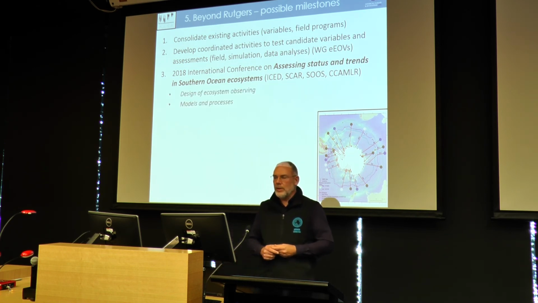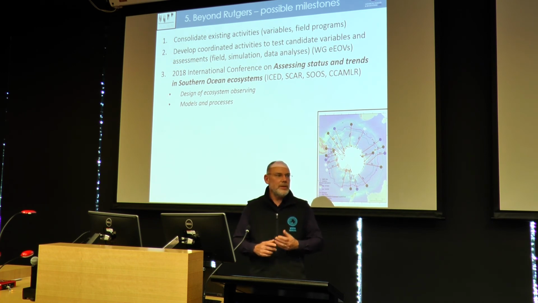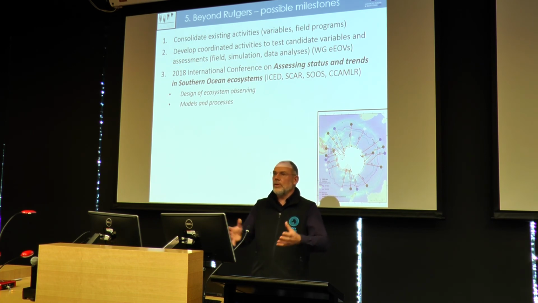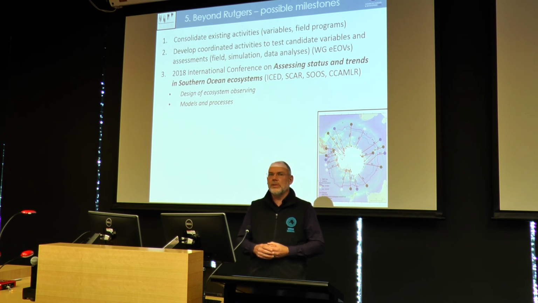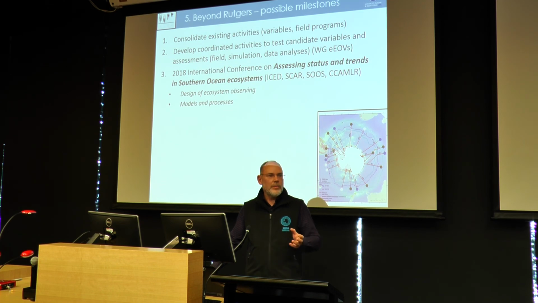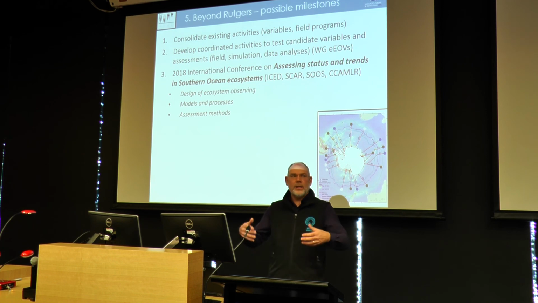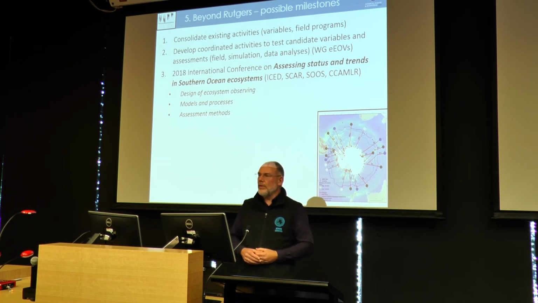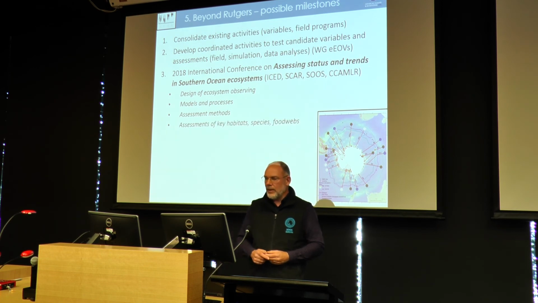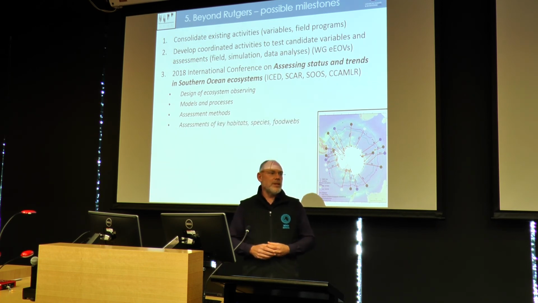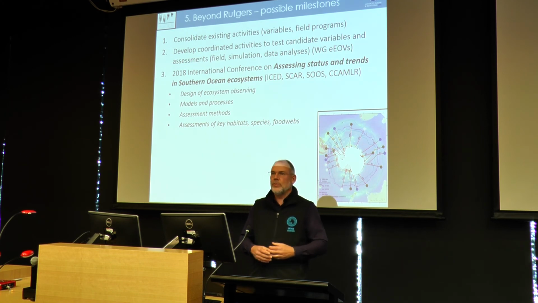And the aim of this particular workshop is there's four different aims. One is what would a design of the ecosystem observing system look like? What are the sorts of models and processes? How might you start to develop models to start to talk about the future? What methods might you use for assessing the status of ecosystems and reporting on them? And lastly, let's have a go at doing an assessment based on what we've got. So it's recognising that we're not waiting to start, we've started. It's about bringing it together.